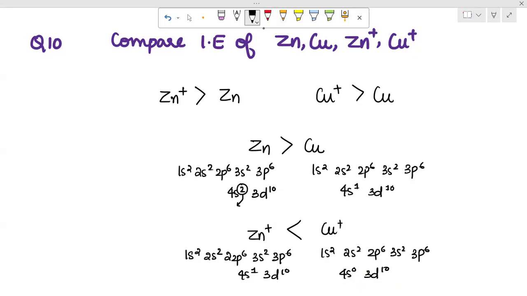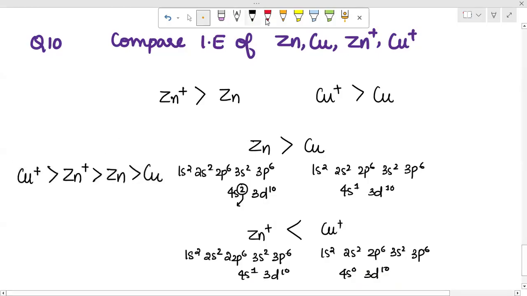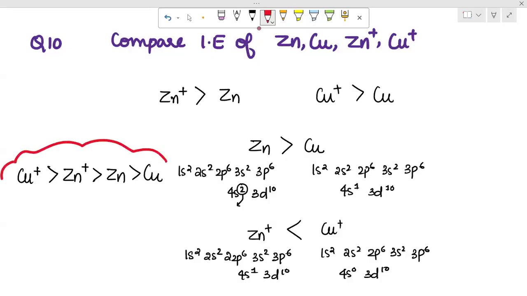Are you getting the point? So if we connect all of these together, copper plus is greater than zinc plus, zinc plus is greater than zinc, and zinc is greater than copper. This is the order. A beautiful and important question. If not done properly, you will make mistakes.